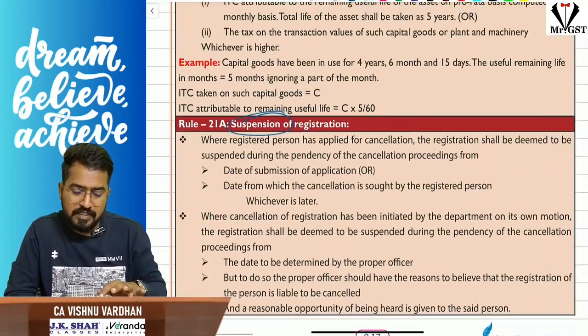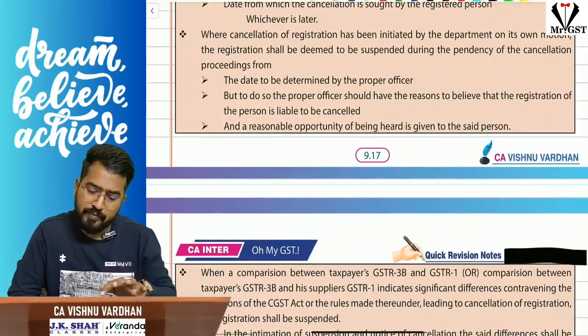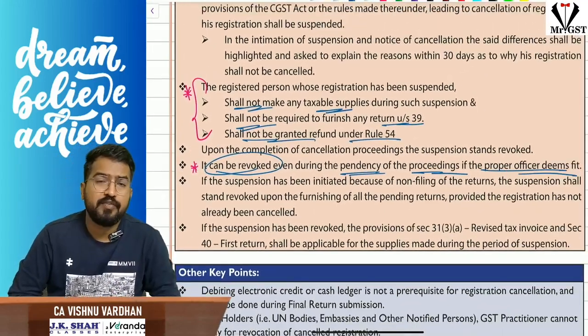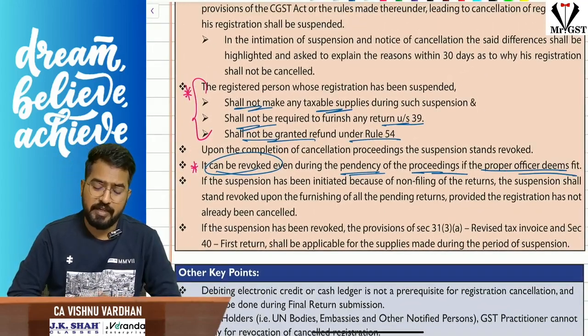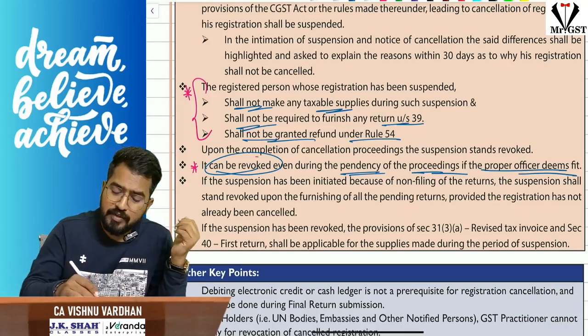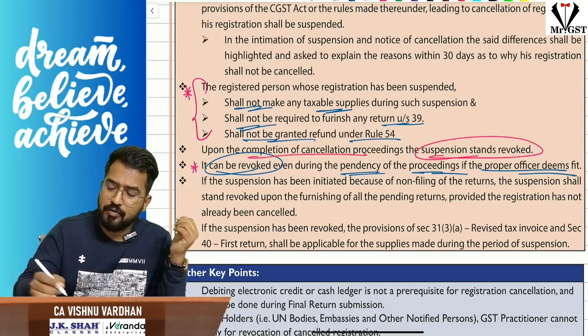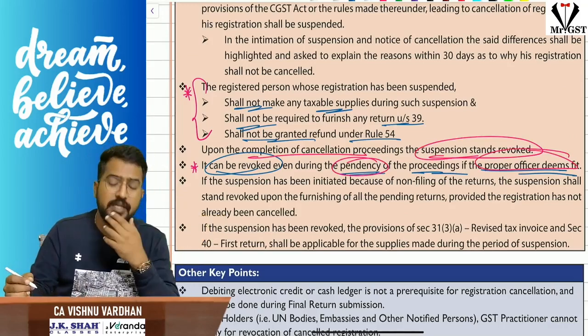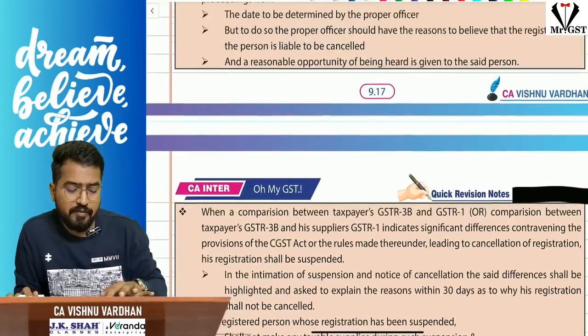So if your registration is suspended, then you should not make any taxable supplies, you cannot file any GSTR 3B, you cannot apply for any refund, and only upon the completion of cancellation proceedings shall the suspension stand revoked. But during the pendency also, the proper officer, if he deems fit, can revoke the suspension. Right, from when will it be suspended?